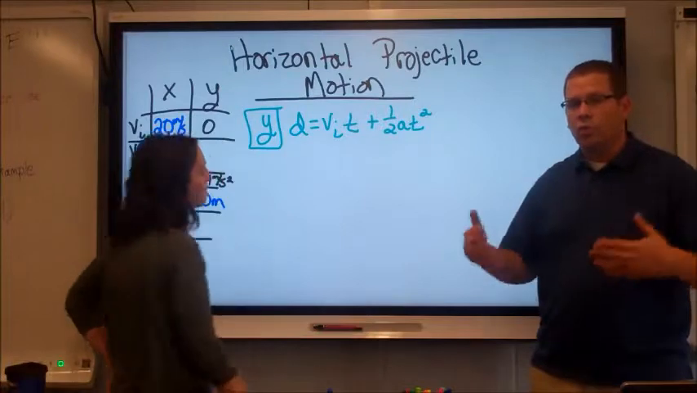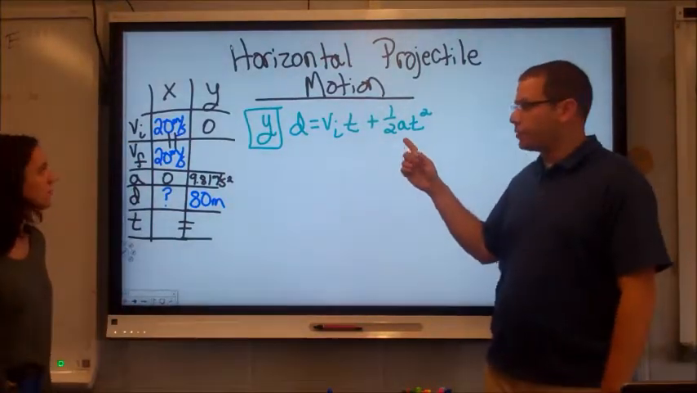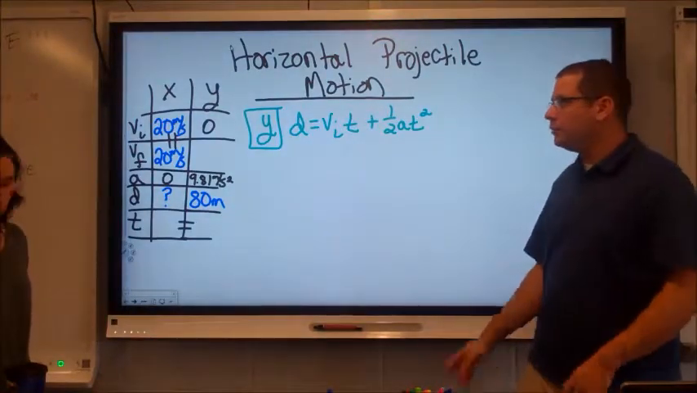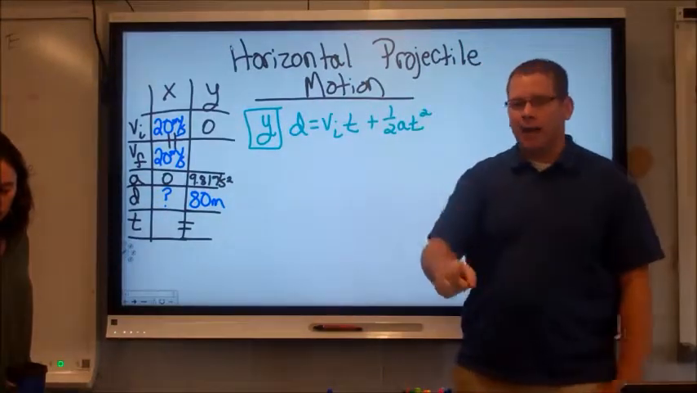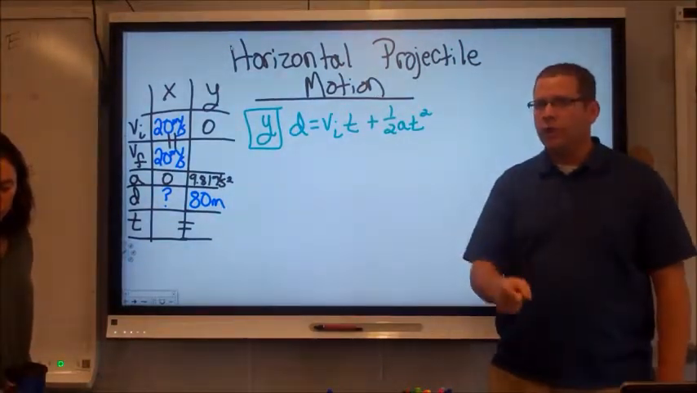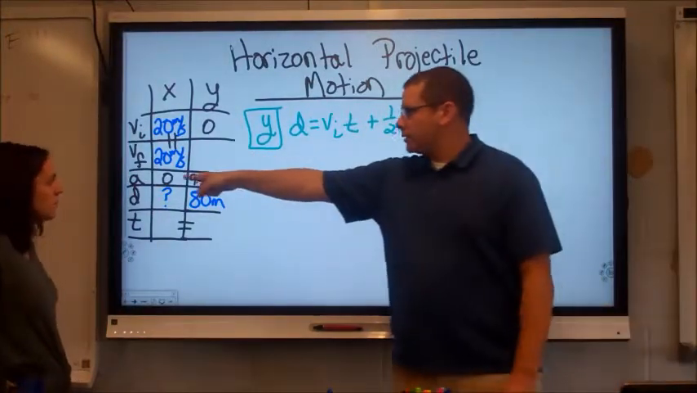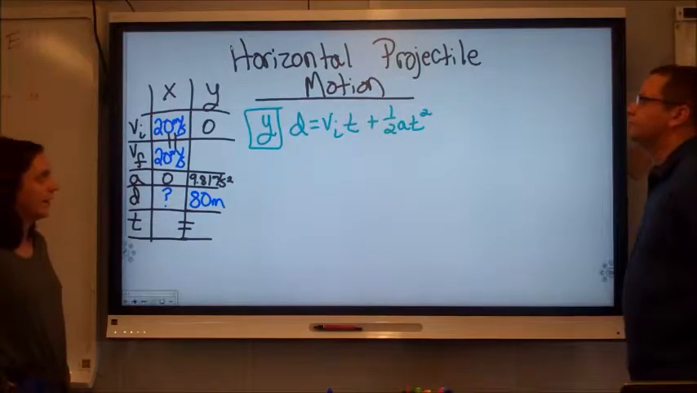Hold on. Why can we use that? We can use that because it does have an acceleration in the y direction. Remember, you can use any of your UAM equations for y information, but you cannot use any UAM equation in the x direction. Why? Because the acceleration is 0. So we'll talk about what equation we can use there in a minute.